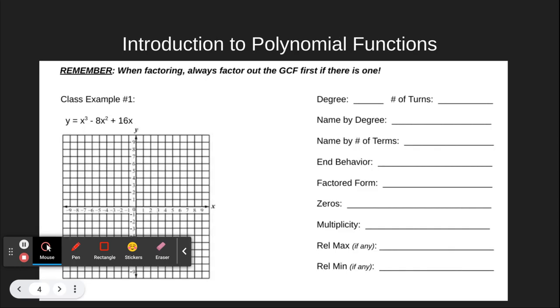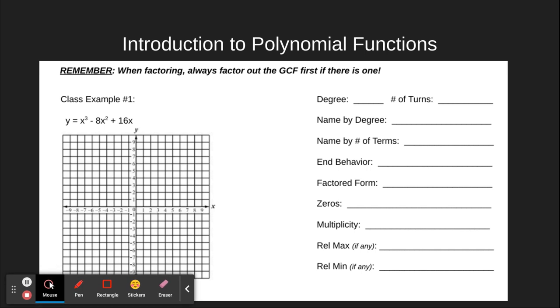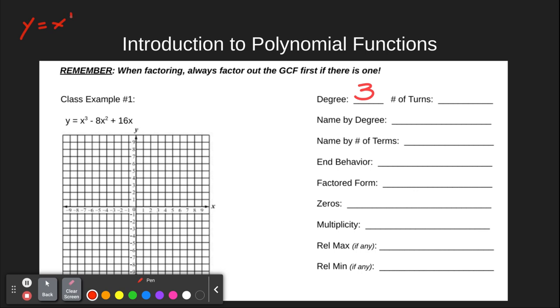All right, so now this is what you're going to be asked to do today. And I'm going to get you started. This thing has a third degree. How about this? If you have y equals x, that's x to the first power. That's a straight line. There are no turns in that. If you have y equals x squared, second power, that's a parabola. That has one turn. So guess how many turns something of degree 3 will have? 2. It always has one less turn than it does the degree. Okay, so this is a third degree, so we call it cubic.